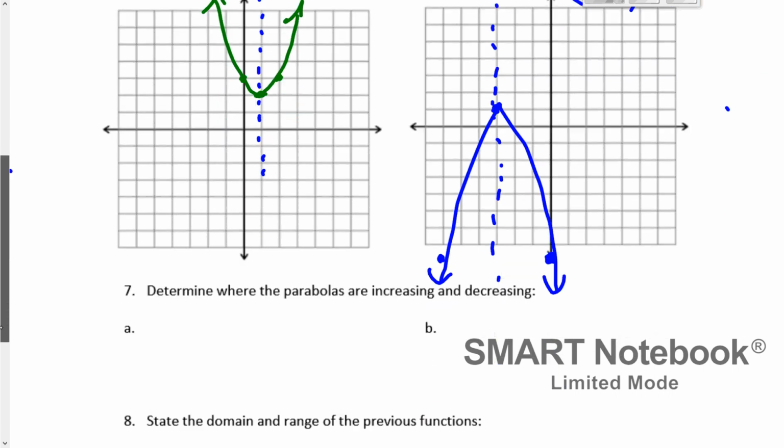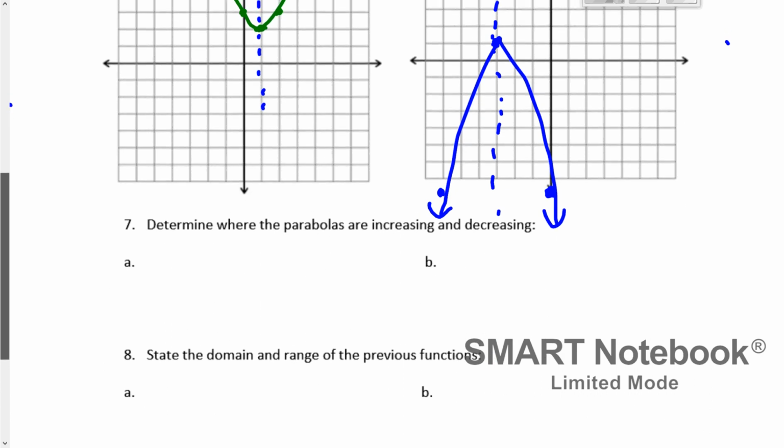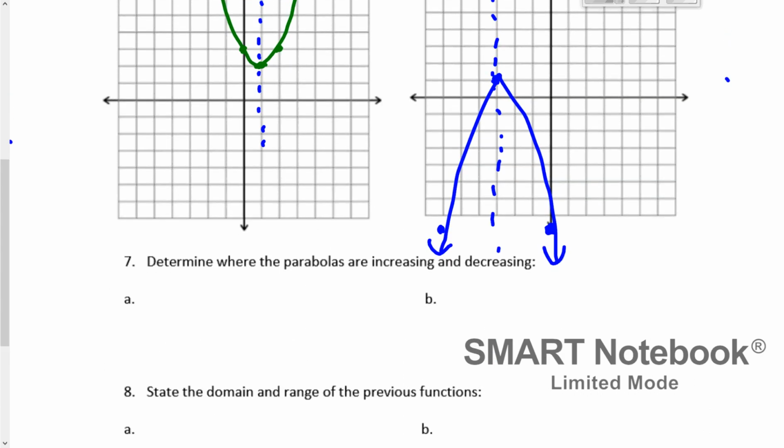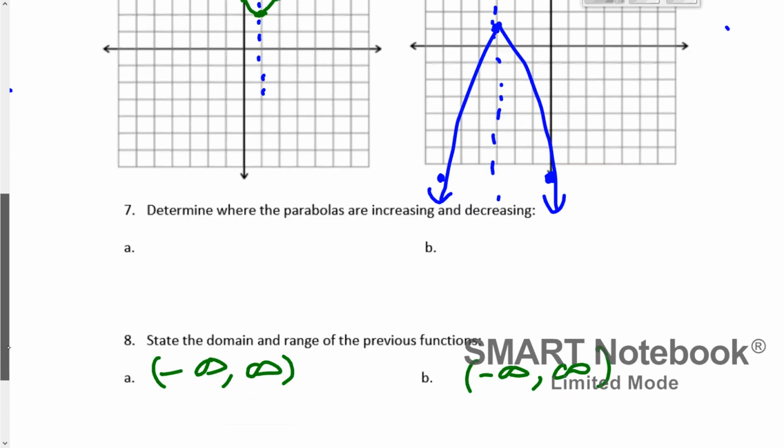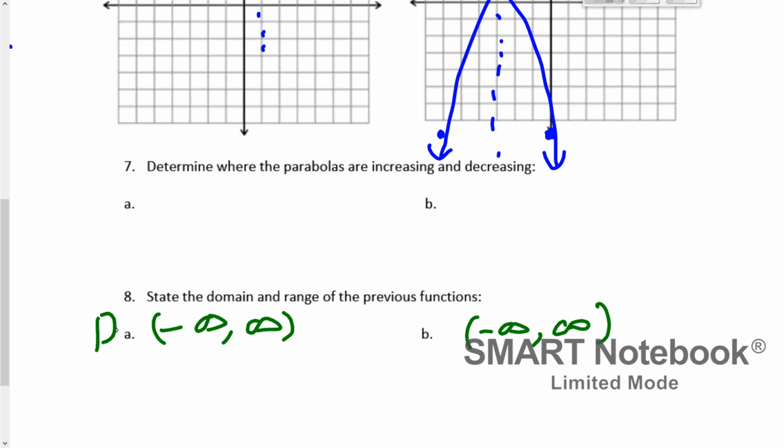Okay, now let's go ahead and determine the range, the domain, and the increasing and decreasing. Okay, parabolas, the domain is always negative infinity to positive infinity. So for both of these, because they're both parabolas, all polynomials, the domain is from negative infinity to positive infinity. And then the range, so there's the domain of both of them. The range is our y values, right? And we always read domain from left to right, but range is from the bottom to the top, okay?